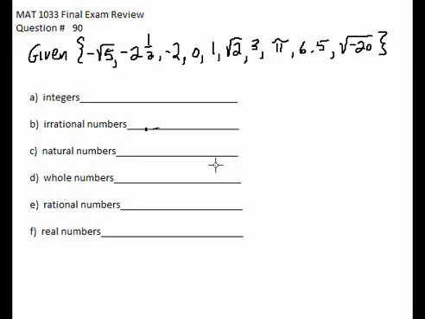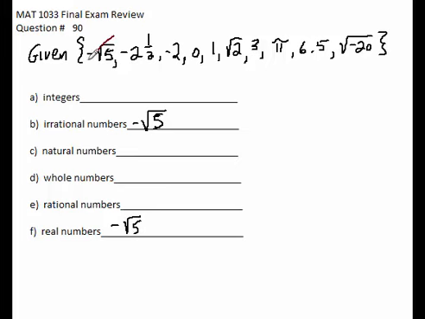MAT1033 Final Exam Review question number 90. We are given a set of numbers. We are supposed to classify them according to the sets that they belong in. What I'll do is go down the line, and as I place the element in the set, I'll cross it off. So negative square root of 5 is irrational, cannot be represented by a terminating decimal or repeating decimal number. It has a position on the number line, so it's also a real number.